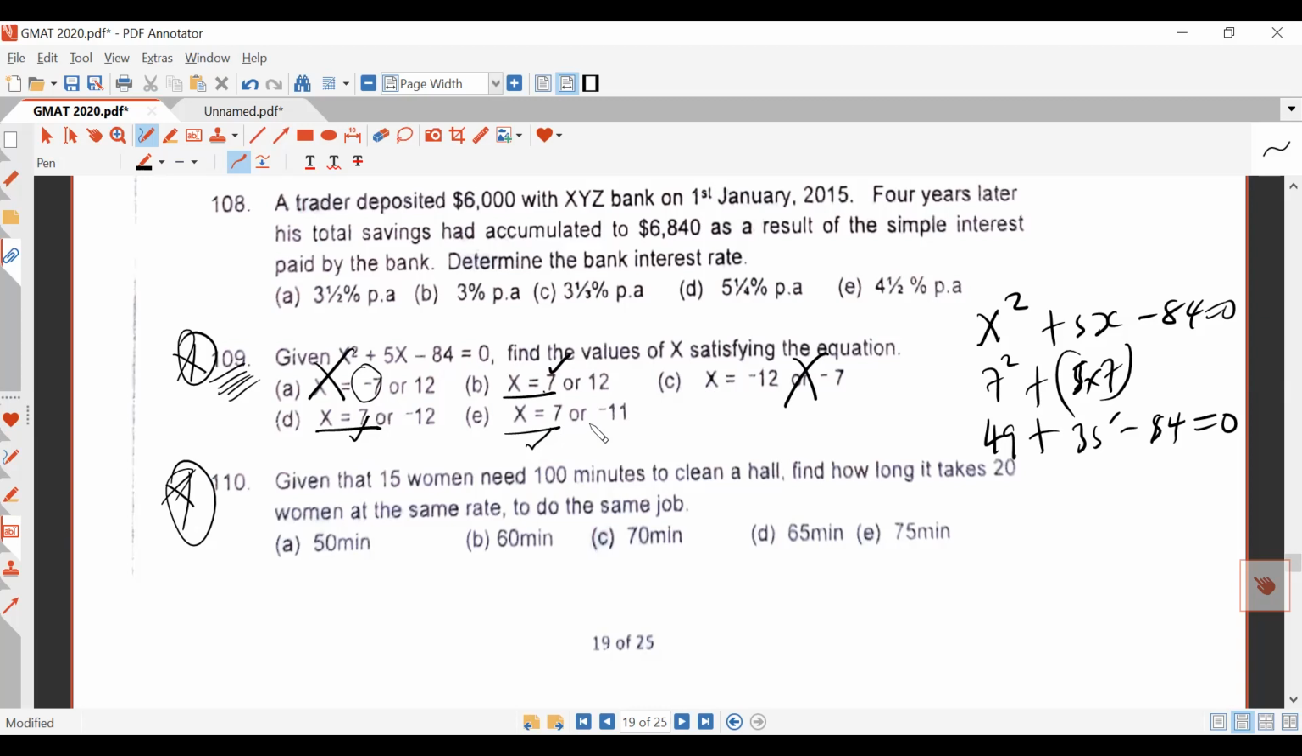Negative 12. I think for negative, okay. Let's begin with negative 12.